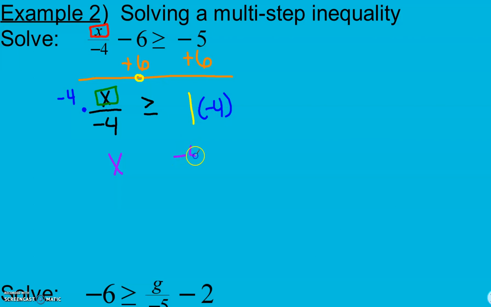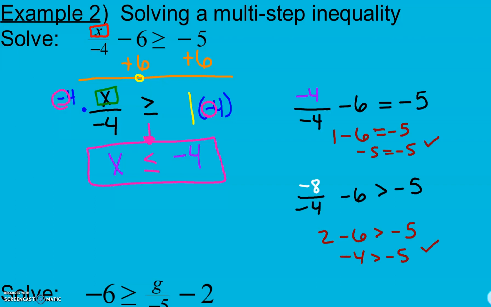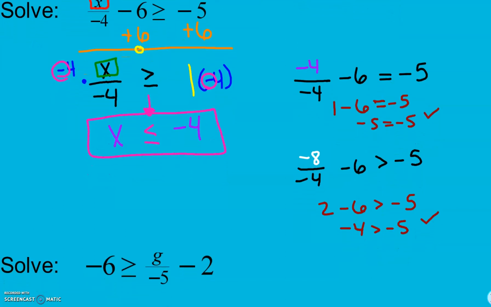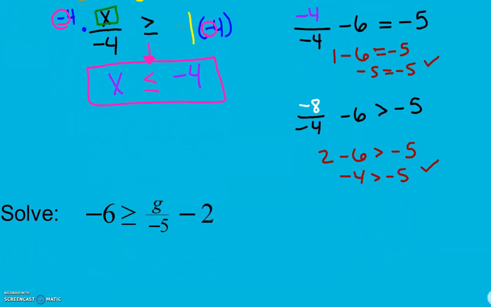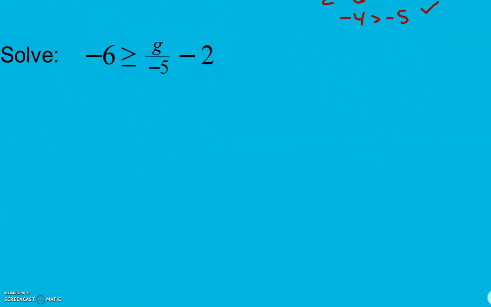1 times negative 4 is negative 4. And now, since I multiplied both sides by a negative 4, I have got to flip my inequality. And I get x is less than or equal to negative 4. If I plug that back in and check, we will be right. I checked both the boundary point and our inequality, and both are true.